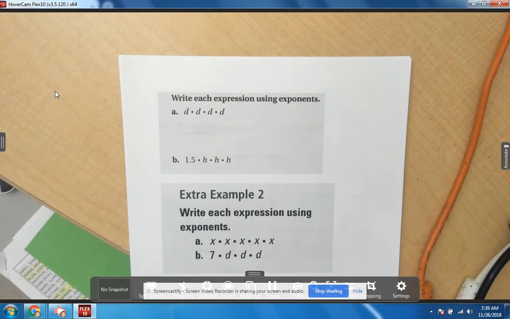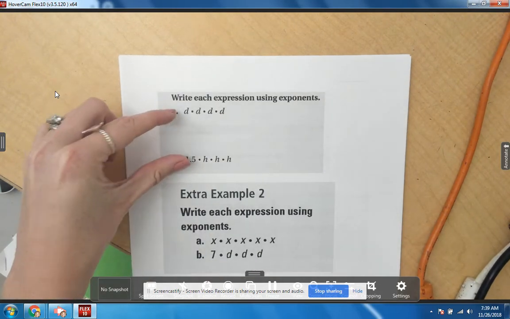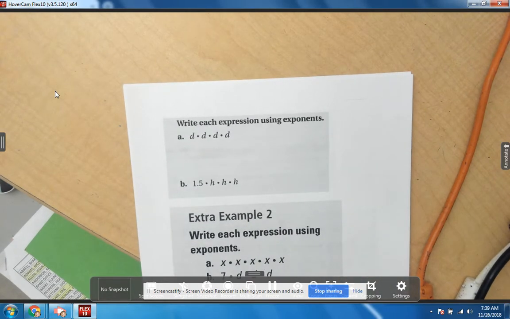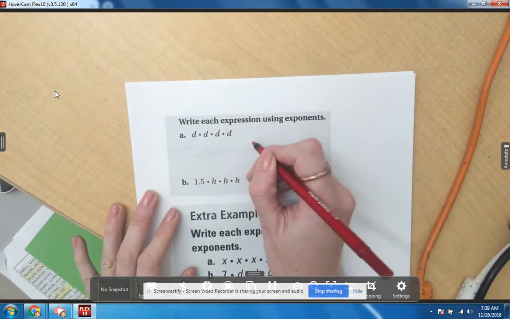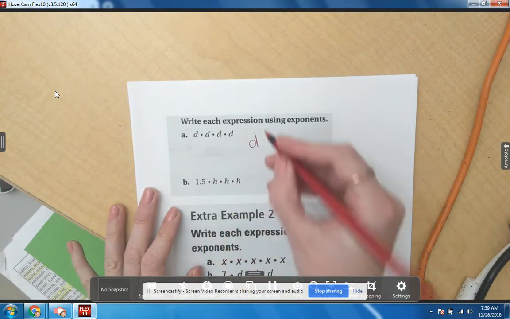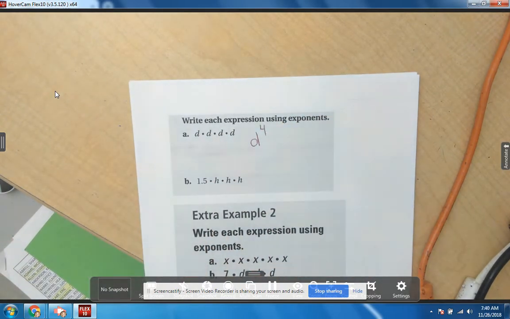Write each expression using exponents. So I'm going to try these two. So don't do them, just listen. We've already done exponents before. This is the same thing only with variables. So the base is going to be d, because that's the variable that keeps being multiplied. There's 4 of them, so d to the 4th power.